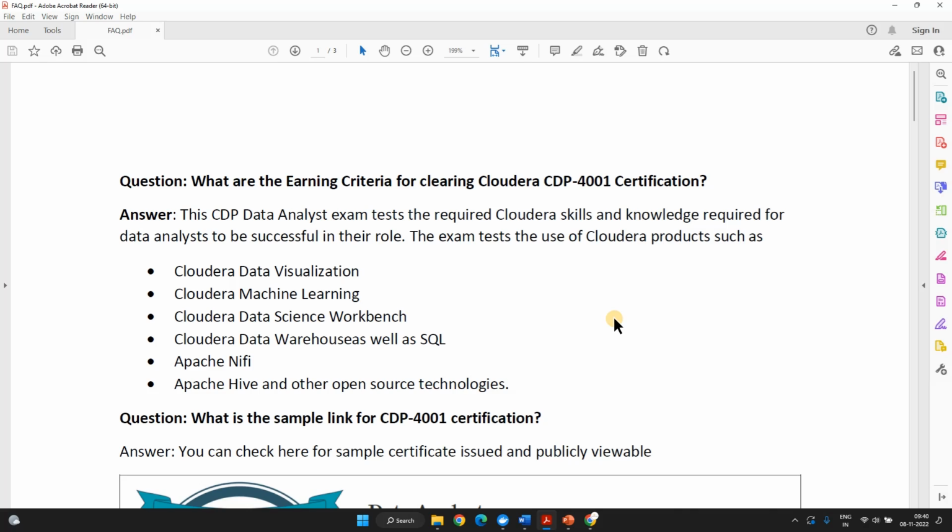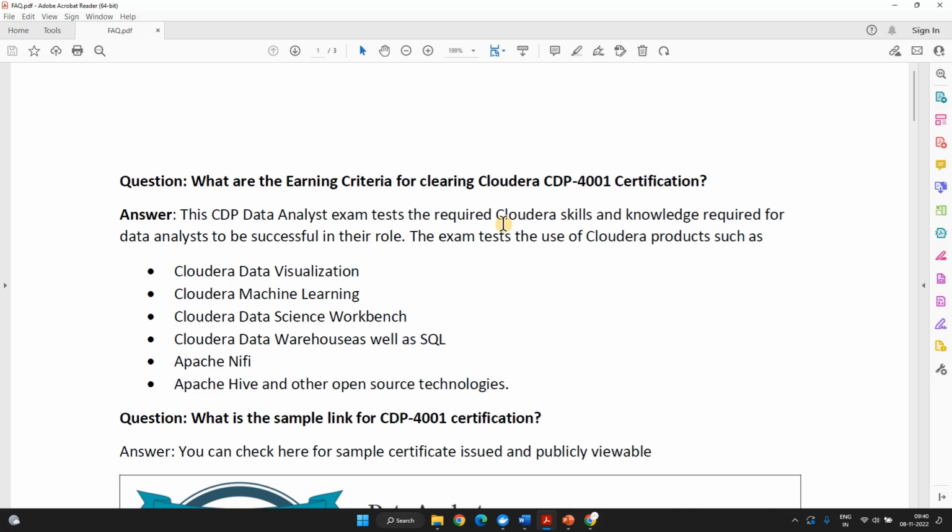So what are the eligibility criteria for this certification, which is provided by Cloudera? Cloudera is one of the leading big data solution provider companies. Nobody competes at the same level as the solutions Cloudera provides. They are the leader. Previously, Hortonworks was a separate company which got merged with Cloudera, and that became a bigger, large listed organization in the United States.